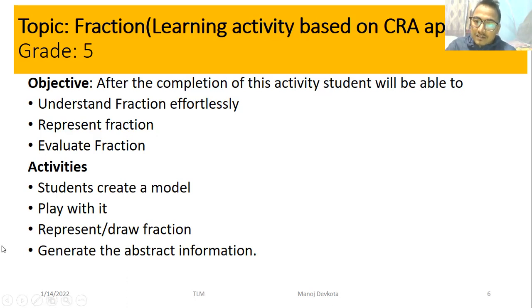The activity will be that students create a model with the facilitator. It could be a one-day or two-day project, and they will play with it. Not only play with it, they will be learning. The process of learning will take place by playing, and they will be able to represent and draw fractions, and they will be able to generate abstract information.